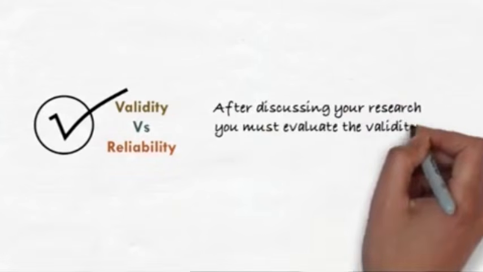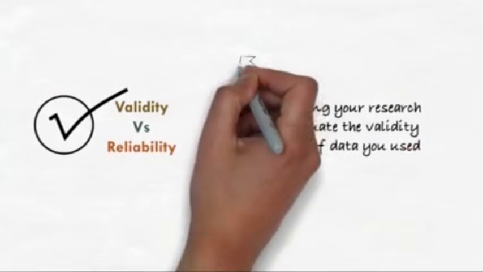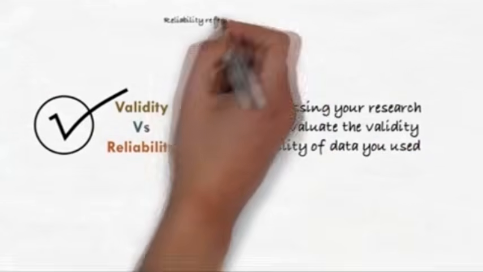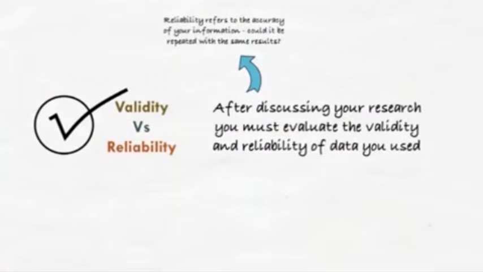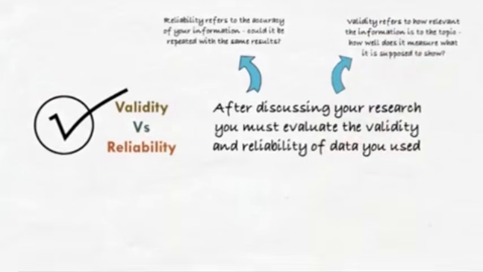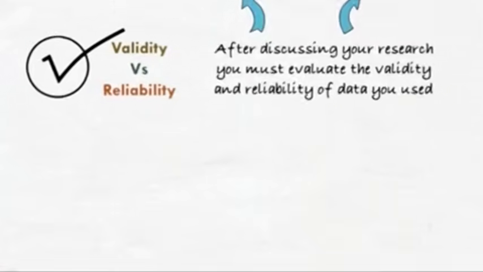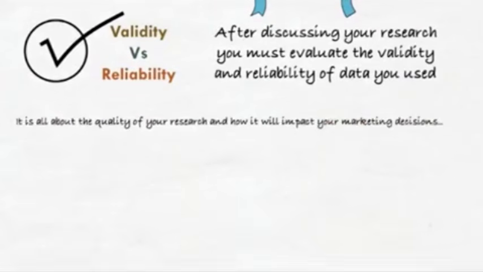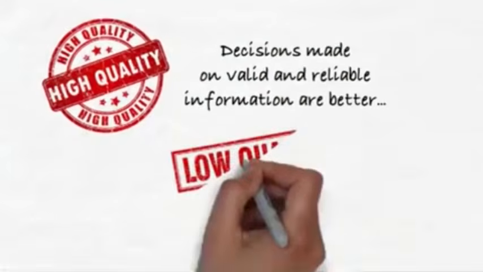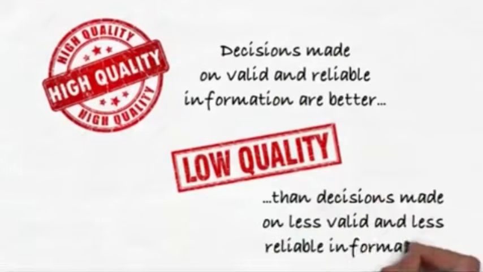Another important part of this task is to evaluate the validity and reliability of the data you used. Remember, reliability refers to the accuracy of your information and validity refers to how relevant the information is. You need to show that you understand these concepts and how it impacts marketing. In simple terms, it is about the quality of your research and how it will impact your marketing decisions. Decisions made on valid and reliable information are better than decisions made on less valid and less reliable information.